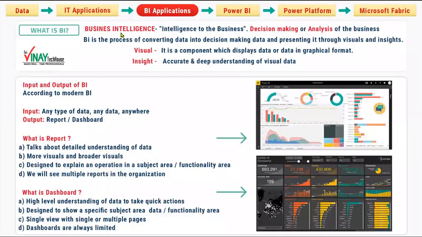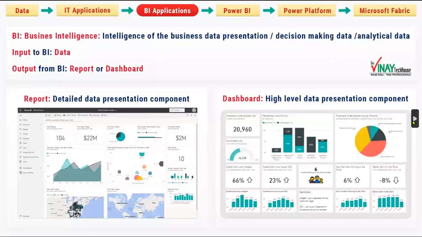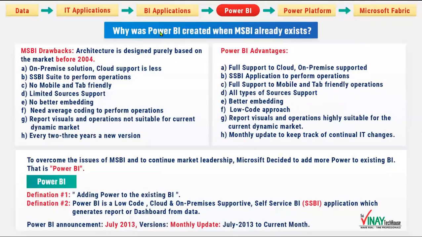Right. So what is BA? I clearly explained yesterday. What is the input to BA? I told you, any data, anywhere data. The output from BA is a report or dashboard. So you use any data, anywhere data, and finally a report or dashboard is generated. Then what are the differences between a report and a dashboard? That also I covered last class. And I told you one more important thing.